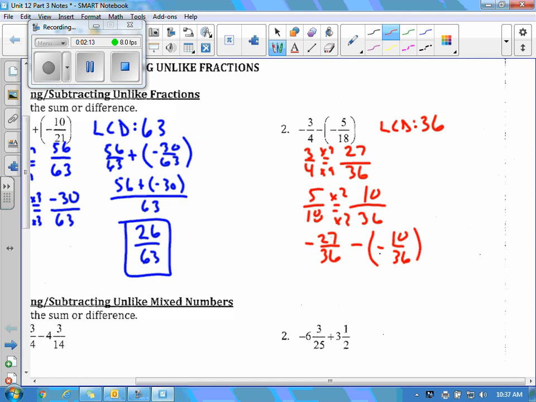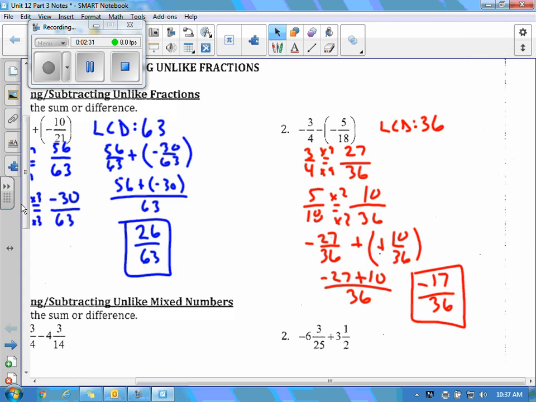Since I'm subtracting a negative, I can switch this to plus or positive. So I have negative 27 plus 10 over 36. When I do negative 27 plus 10, I get negative 17 over 36. I cannot reduce that at all, so that's my final.